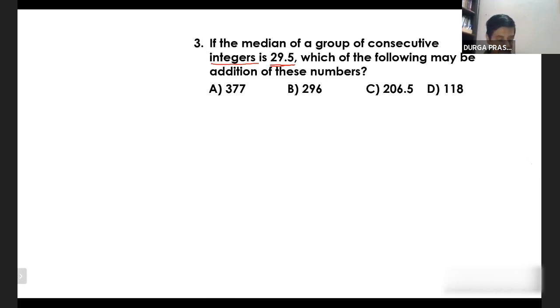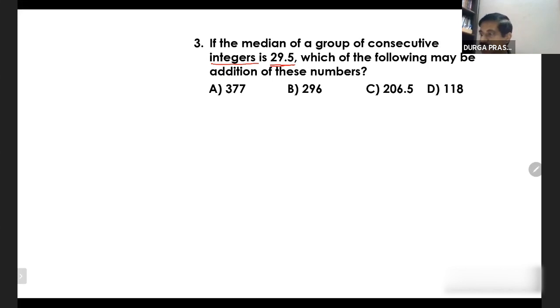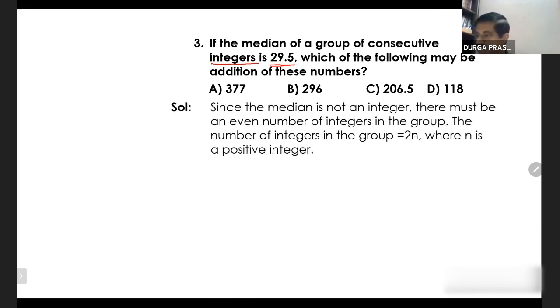The second thing: which of the following may be the sum of these numbers? When it is the addition of integers, it cannot be a decimal. So C is ruled out. It should be either A, B, or D. So now look at the numbers.